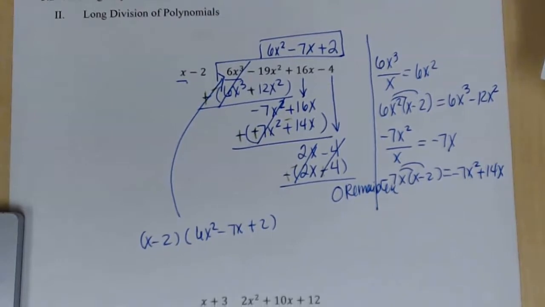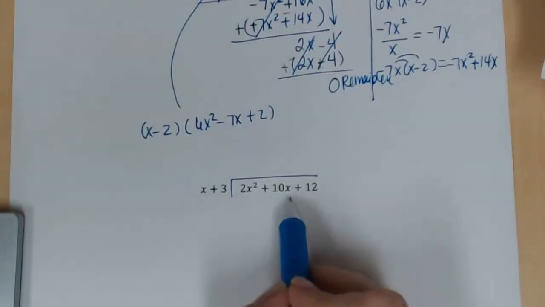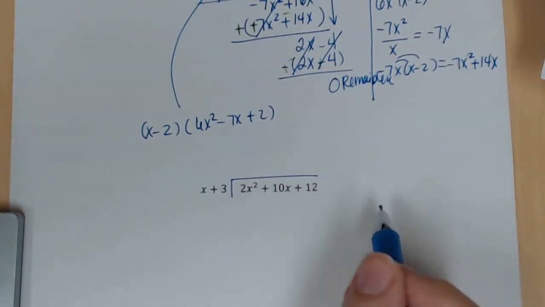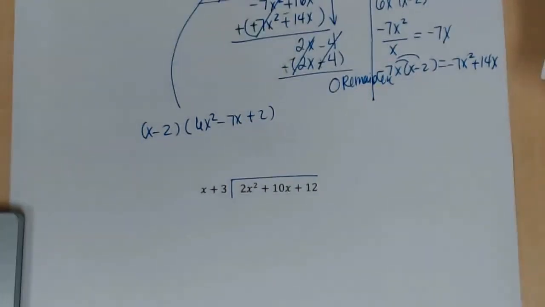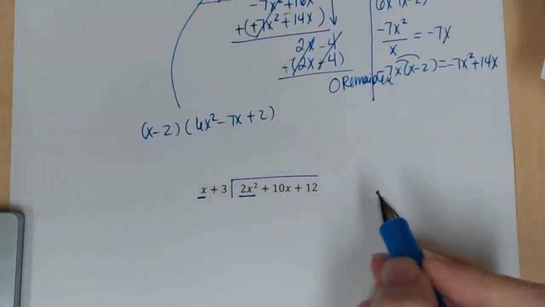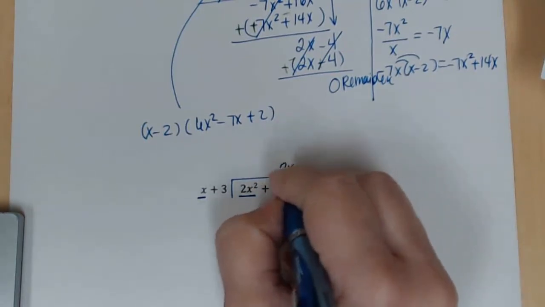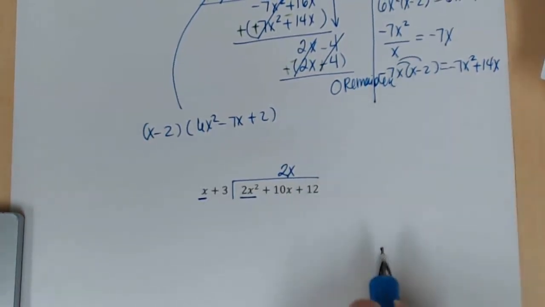Now let's do another one. Say I want to divide 2x squared plus 10x plus 12 by x plus 3. Again, we're going to follow the same process. We're going to divide, so we're going to compare. Compare x and 2x squared. X times what would give me 2x squared, and that would be a 2x. Again, do your scratch work over here if you need to.